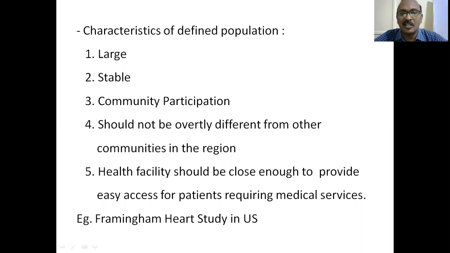Example, Framingham Heart Study in US. When the study was done in Framingham, all the characteristics of the population that were mentioned earlier, like large, stable, community participation, should not be overtly different, and availability of health facilities, were taken into consideration while doing the study in Framingham.